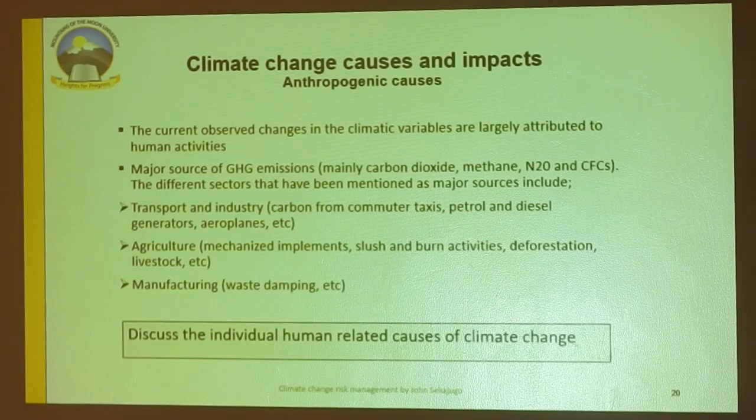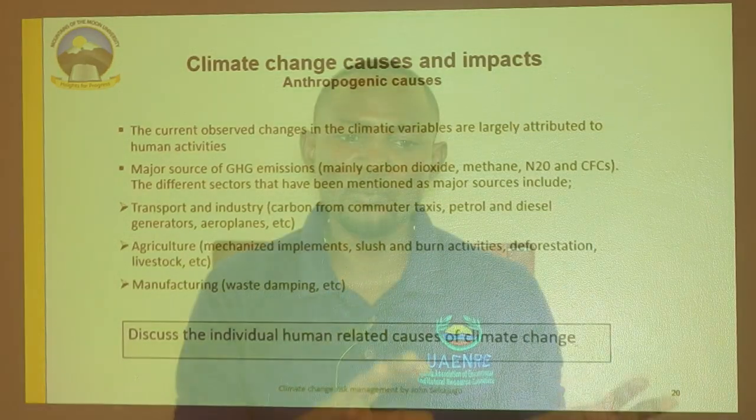The major source of greenhouse gases, mainly carbon dioxide and methane and many others, is from different sectors that have been, of course, mentioned as major sources. These include transport and industry. We all know our transport industries. For those who are from Uganda, you believe me, the commuter taxis, the petrol and diesel engines and generators, the aeroplanes from different places are major sources of greenhouse gases.